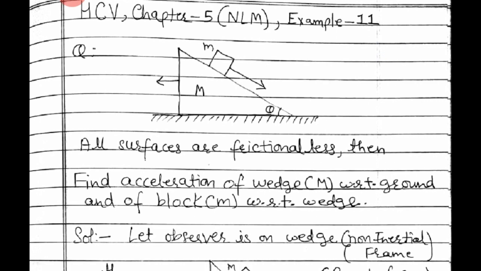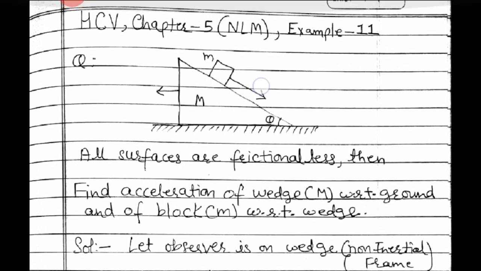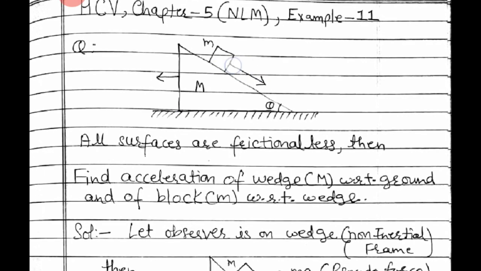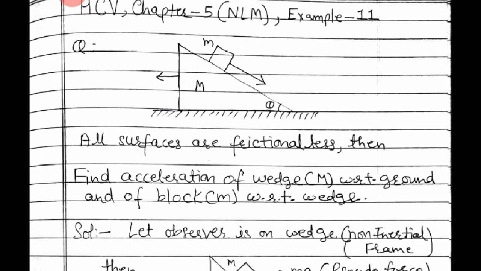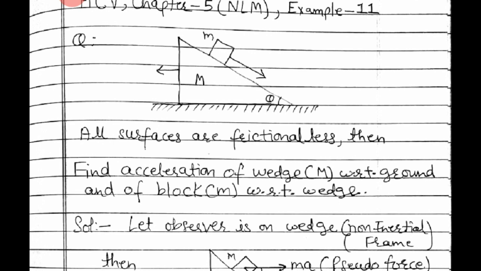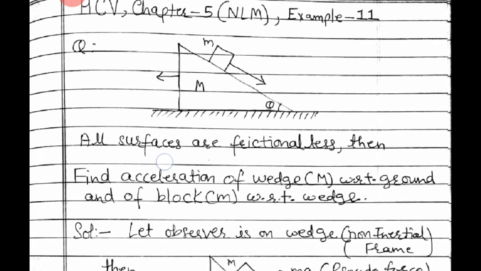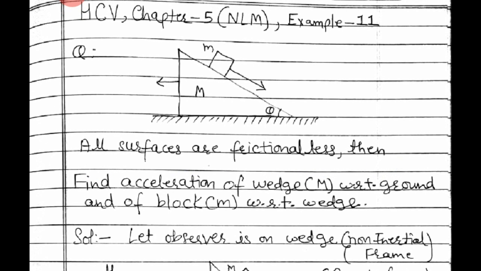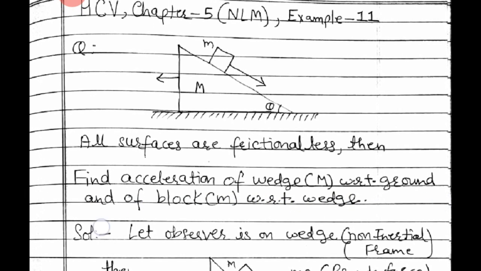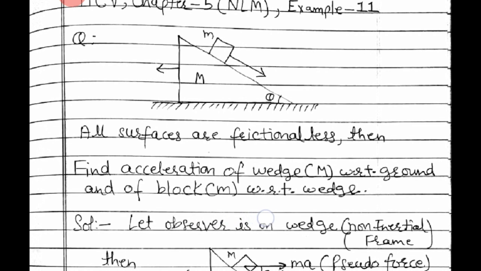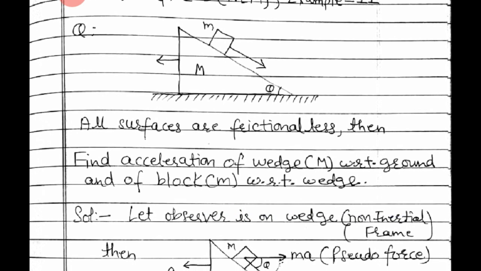Okay, here in this question, there is one block and one wedge. Mass of block is small m and mass of wedge is capital M. Angle of inclination is theta here. All the surfaces are frictionless. Then find acceleration of wedge capital M with respect to the ground and acceleration of block with respect to this wedge. So we are going to find out acceleration of block and acceleration of wedge. Okay, so let's start now.